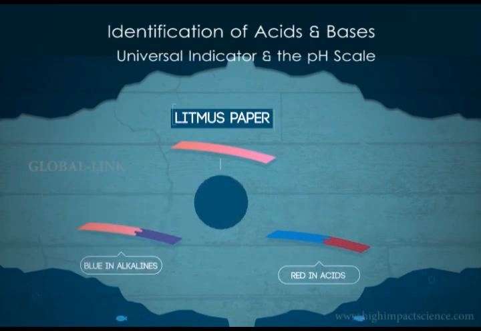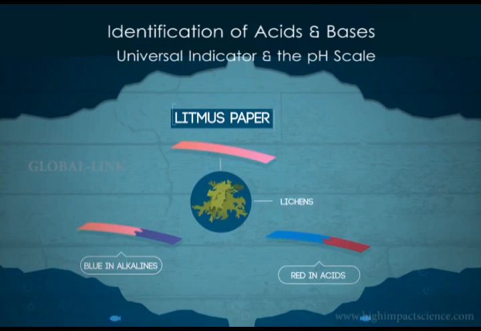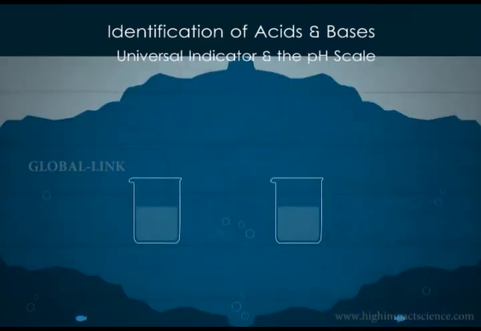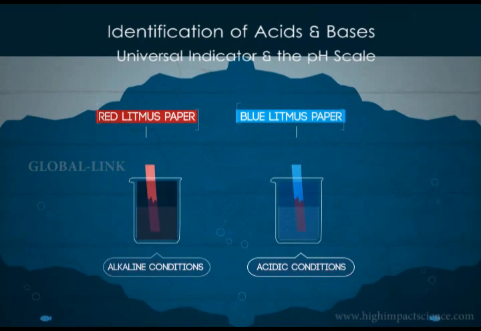It is made from lichen, which has been used to dye clothes for hundreds of years. It can be used as a liquid or a paper. The paper is the easiest and more reliable. It comes in red litmus paper and blue litmus paper. So just remember, a red litmus paper changes color for alkali, and a blue litmus paper changes color for acids.